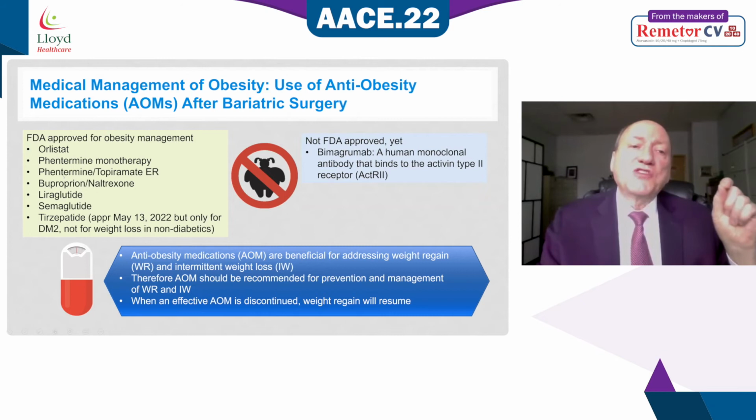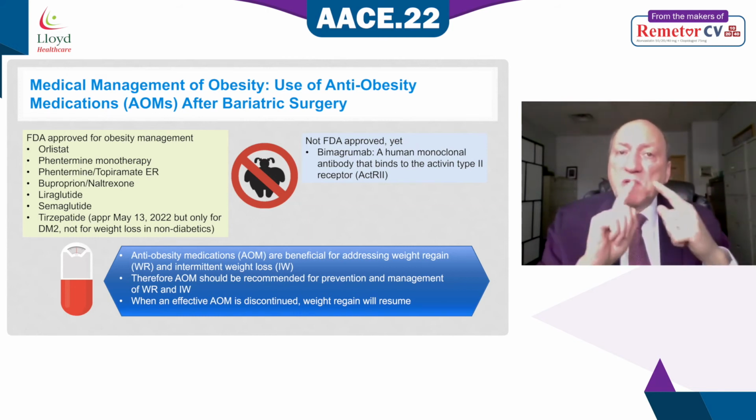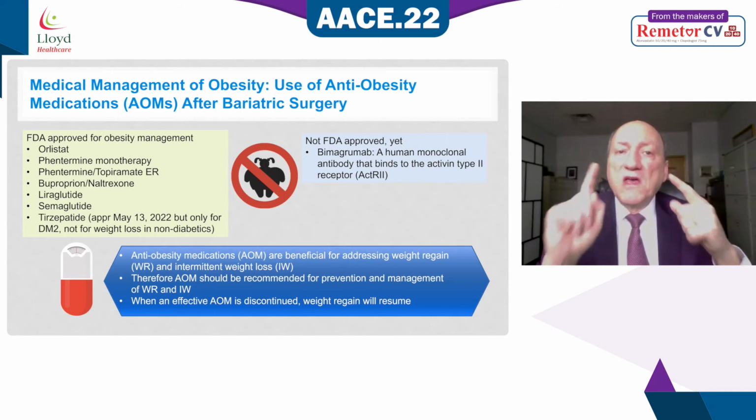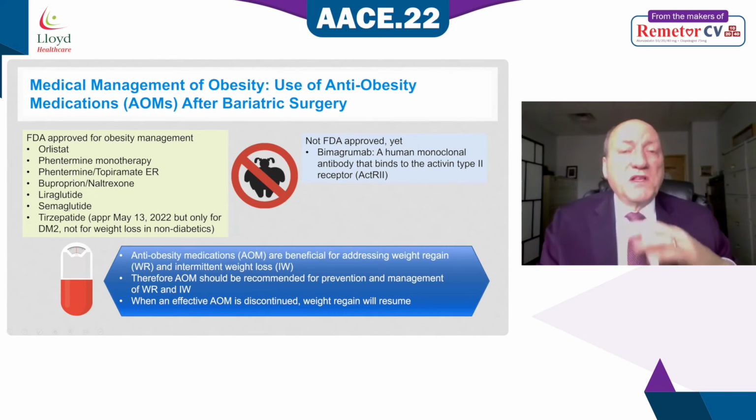There is a combination of phentermine-topiramate, which is available as an extended-release branded product. It is expensive, but you can do it inexpensively by simply giving phentermine and topiramate as separate pills. There's another fixed-dose combination, bupropion-naltrexone, rather expensive. Liraglutide, a shot, and semaglutide, even more effective, but it's also a shot and also rather expensive.